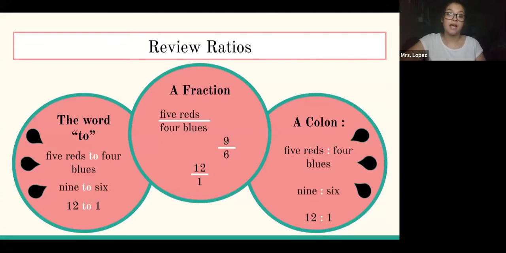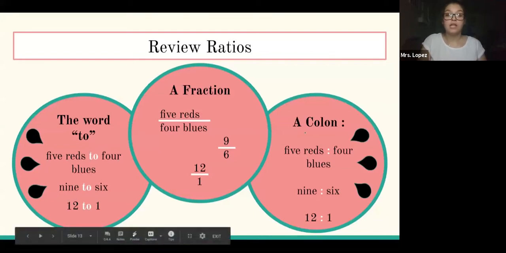Then we have 9/6 as a ratio. And then 12/1. So as a ratio of 9/6, we can say we have 9 girls and 6 boys. Or we can say there are 9 cars to 6 trucks. It just depends on what your quantity is in your ratio.